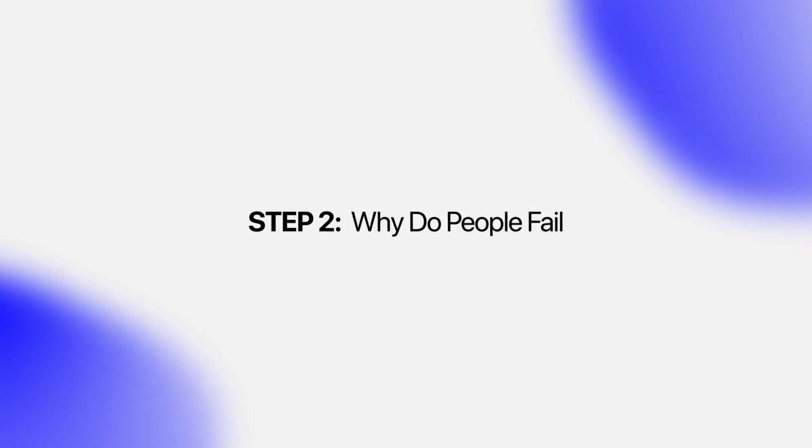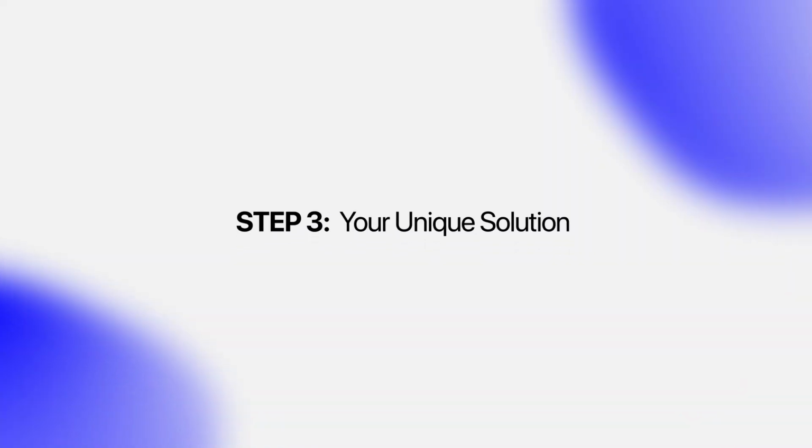Now, step 2, why do people fail? So now you're going to tell people what are the reasons that most people fail. Is it because they have no discipline or they can't stay consistent, or is it because the business model is way too risky? Include all the struggles of your audience that you found by doing market research and put them in this step. Step 3, your unique solution.